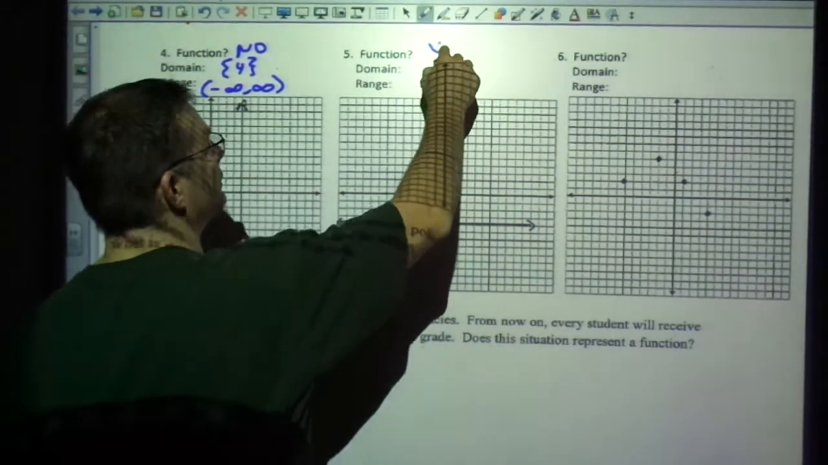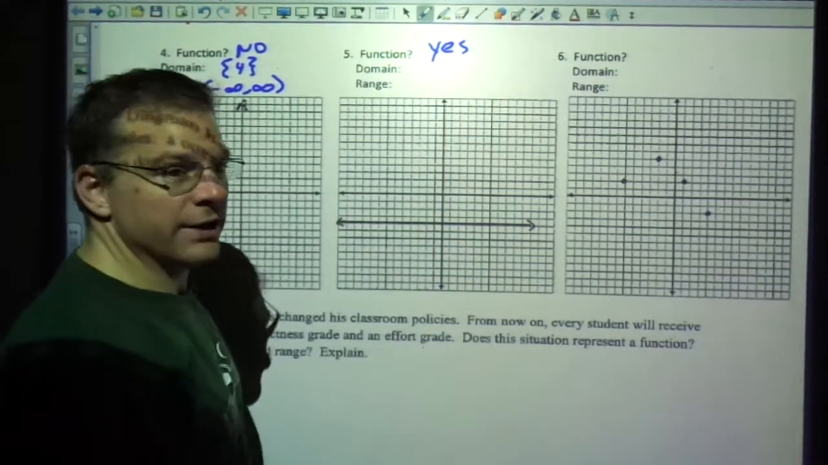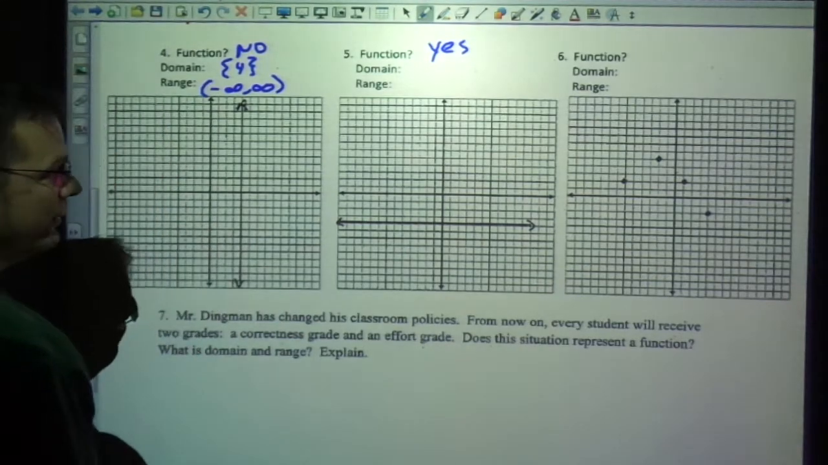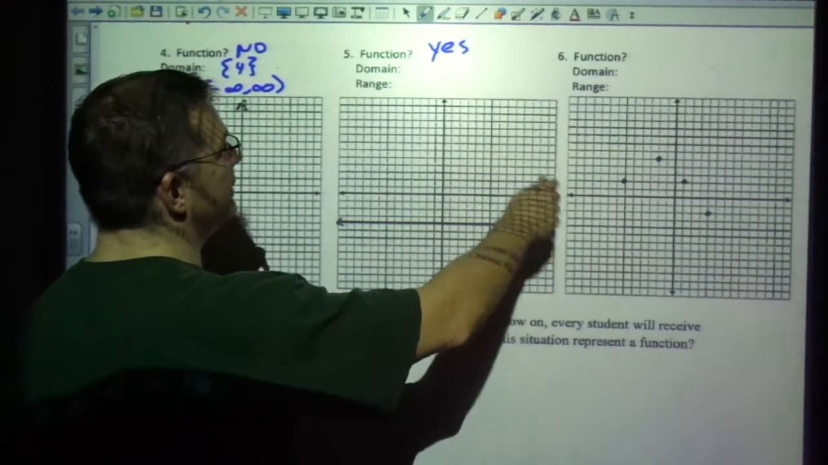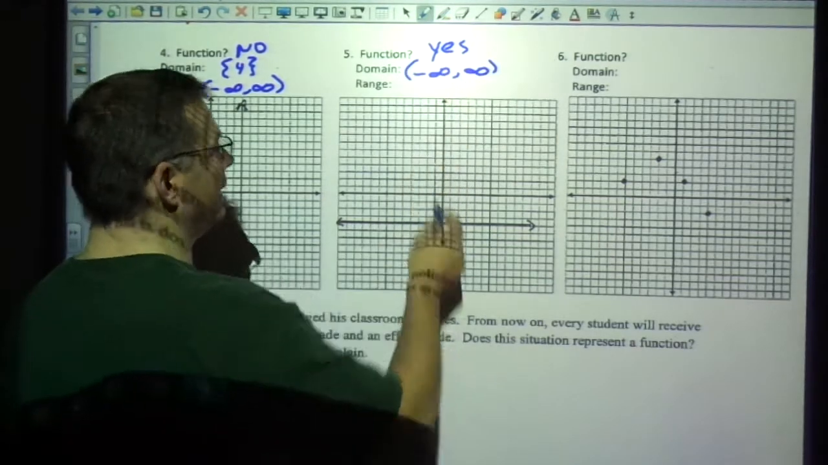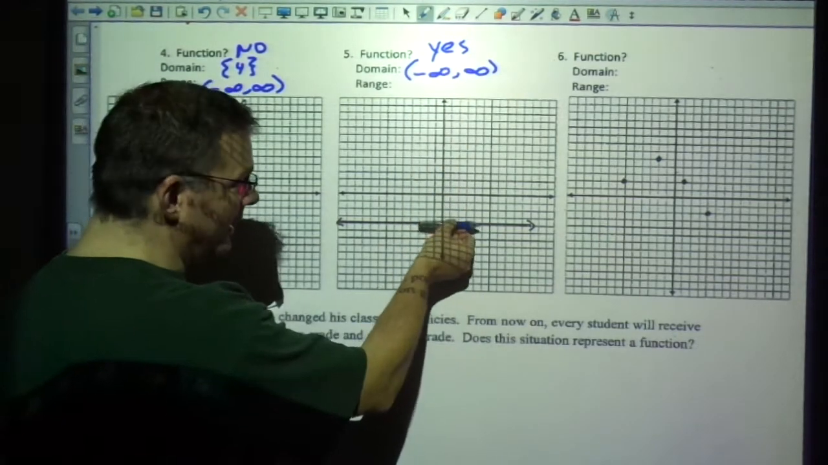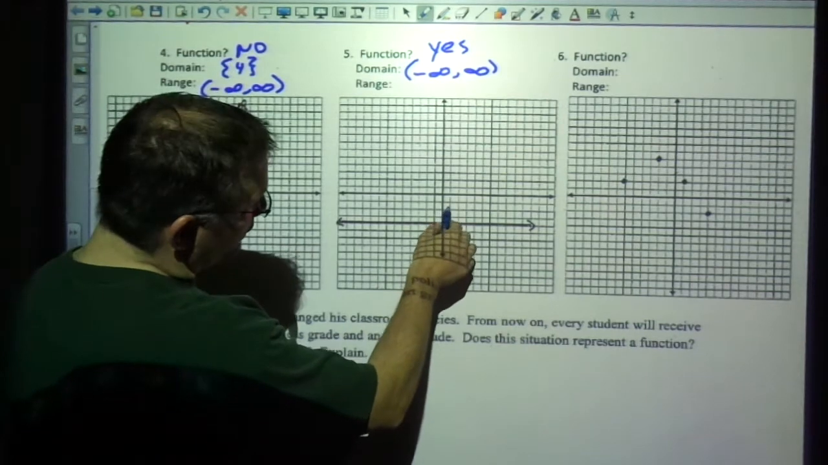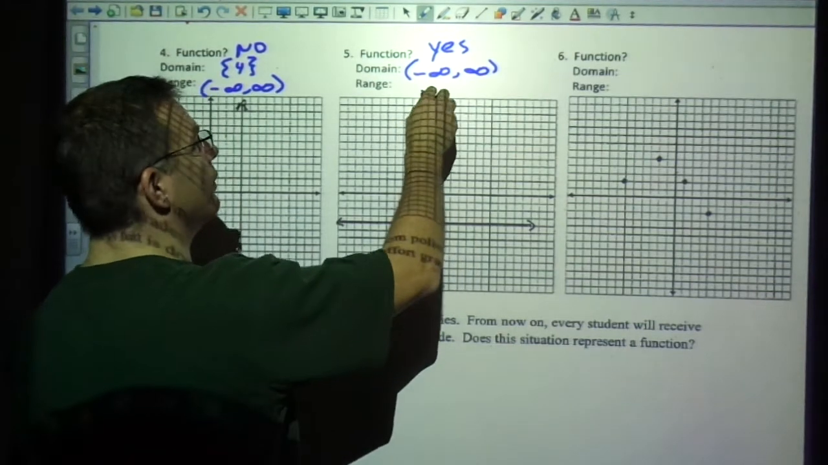Is this one a function? Yes. No x ever has more than one y. The domain is going to be negative infinity to positive infinity. And the range is just this height, 1, 2, 3, 1, 2, 3, 4, just negative 4.